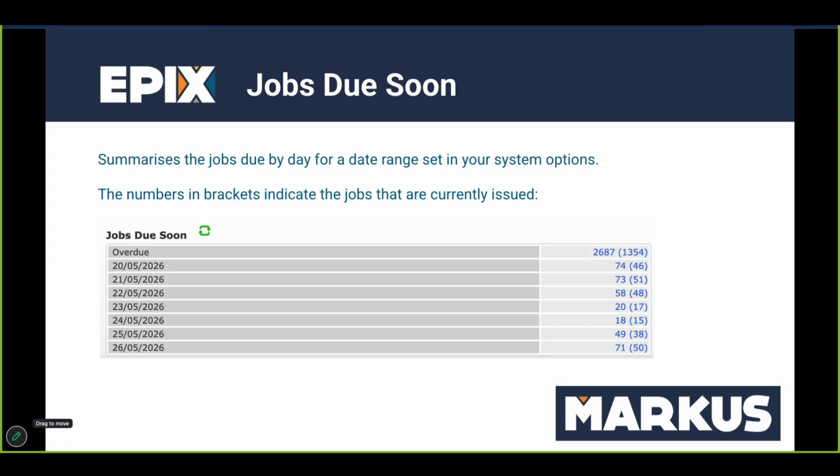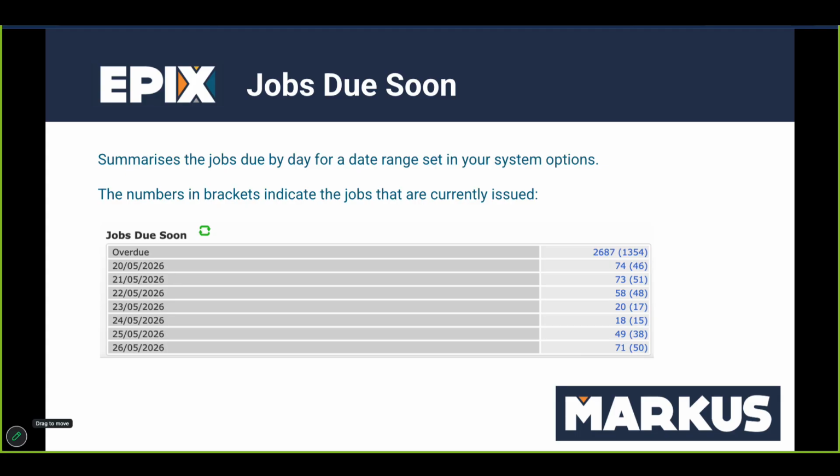Jobs due soon. Many of you have this dashboard widget on your screen, and this basically summarizes jobs that are due by day. And the date range that you get, obviously you can see there, I've got 7 days there. That's a date range that you set in your system options. So if you tell us how long or how short you want that list to be, we can deal with it. And that gives you the volumes of jobs that are due those days. The numbers in the brackets, as it says on the slide there, people often ask us, those are the jobs that are currently issued out to an engineer or a subcontractor, basically at status issued.